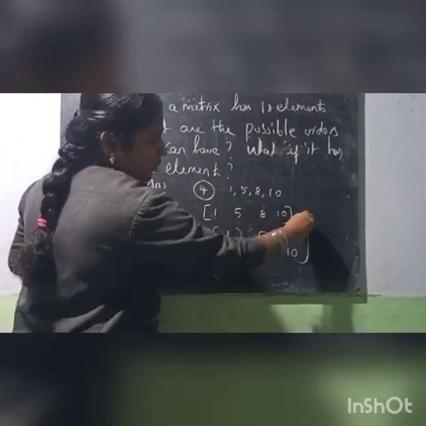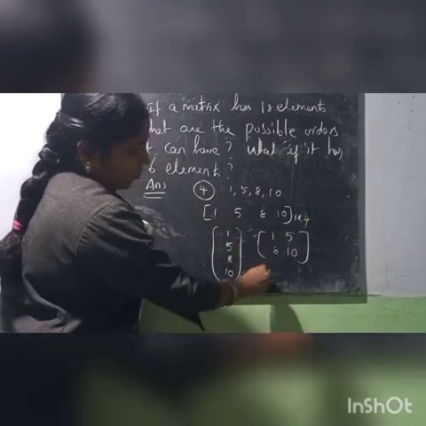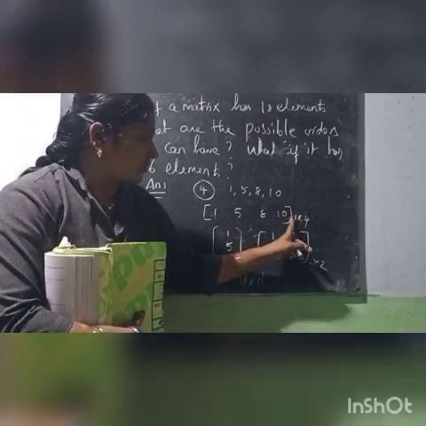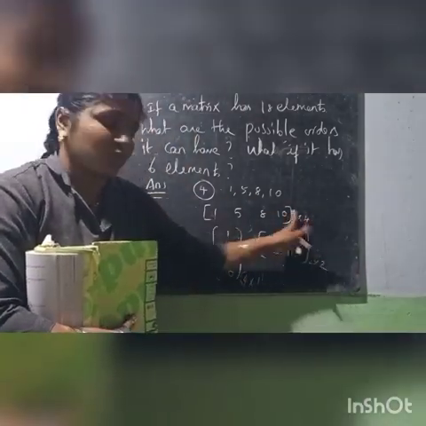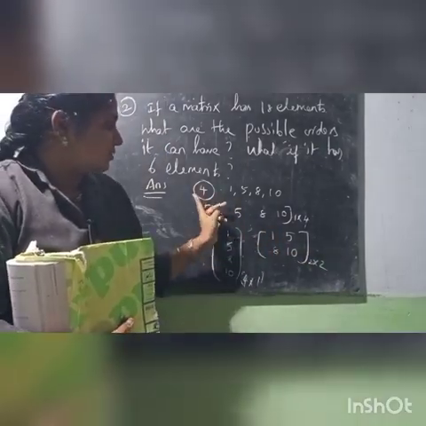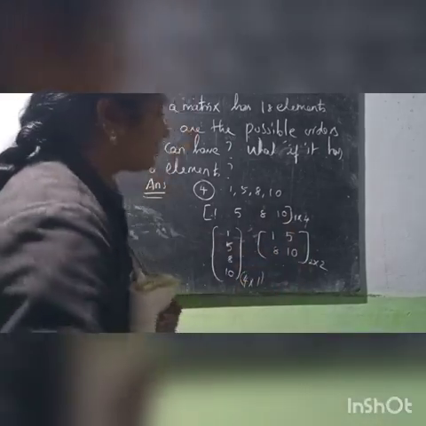This is 1 row, 4 column. And this is 4 row, 1 column. And this is 2 row, 2 column. If you multiply these two, you will get the number of elements. 1 4s are 4, so 4 elements. 2 2s are 4, so 4 elements. So if it has 4 elements, we can represent it in 3 ways.